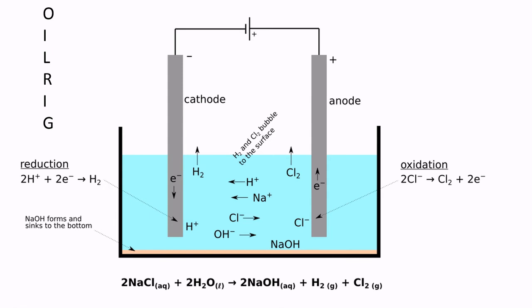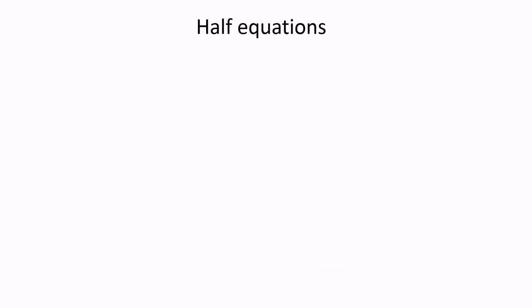What happens if you gain an electron? What happens if you lose an electron? So this is a good example for a question on oxidation and reduction. So let's finish up by talking about what's happening at the anode and cathode in terms of half equations.